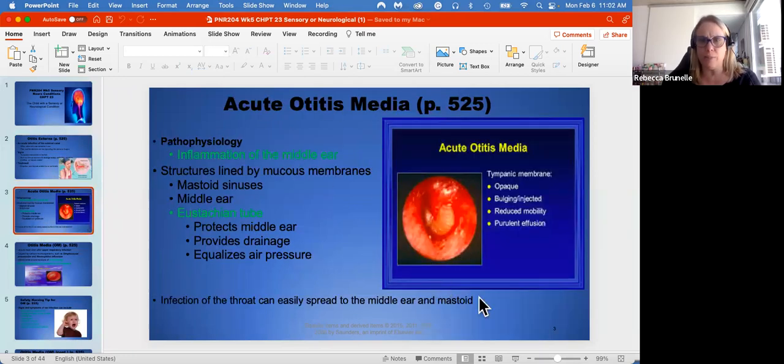Otitis media is inflammation of the middle ear. It's the part of the ear that's on the other side of the tympanic membrane. We all have eustachian tubes that protect the middle ear, provide drainage, and help equalize air pressure. What do you think is different about kids versus adults in terms of the eustachian tube?